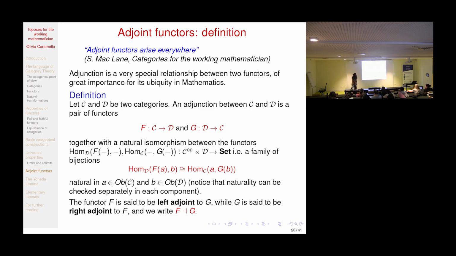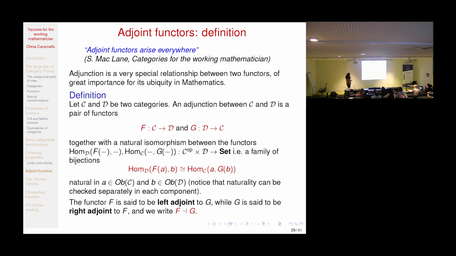Okay, so let's suppose to have two categories, C and D, and to have two functors connecting them, a functor F going from C to D, and a functor G going in the other direction, from D to C. We say that these two functors are adjoint to each other if one can establish a family of bijections between the morphisms in D from F of A to B and the morphisms in C from A to G of B for any possible choice of objects A in C and B in D.